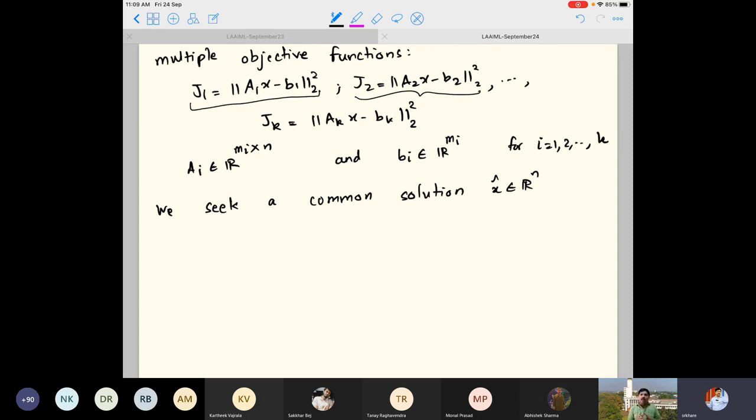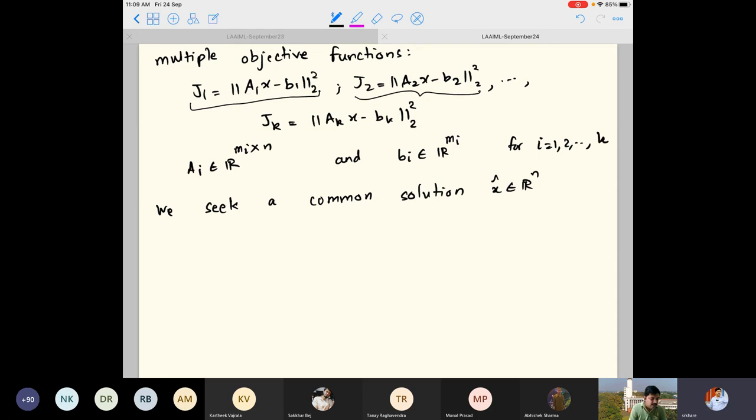And because of that, we want to have a common solution x hat, which will have a compromise and will decrease the values of all these cost functions J1, J2, Jk together. So that is what we really want to do. The name multi-objective, multi-criteria comes because there are k simultaneous objectives J1, J2, Jk, and we want a common solution x hat which will force all the cost functions to go down simultaneously. So that is what this problem is.